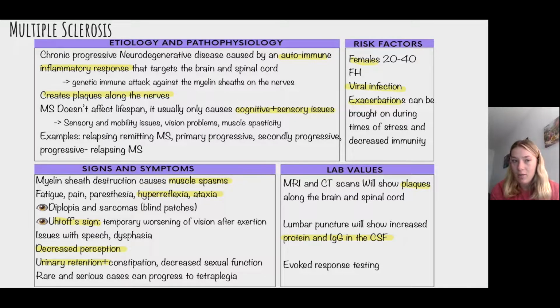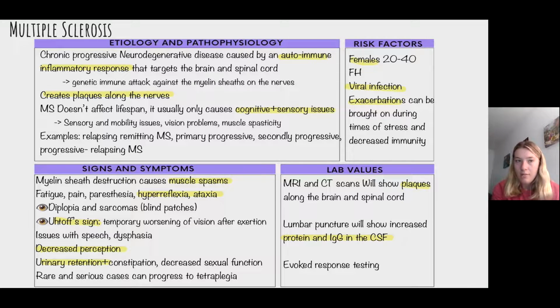This one attacks the brain and spinal cord, specifically our myelin sheaths. What do the myelin sheaths help with? They help with sending nerve impulses. So again, back to that mind to muscle connection, our body has a hard time with that. It doesn't affect our lifespan. Really, the issues are going to be our cognitive and sensory issues.